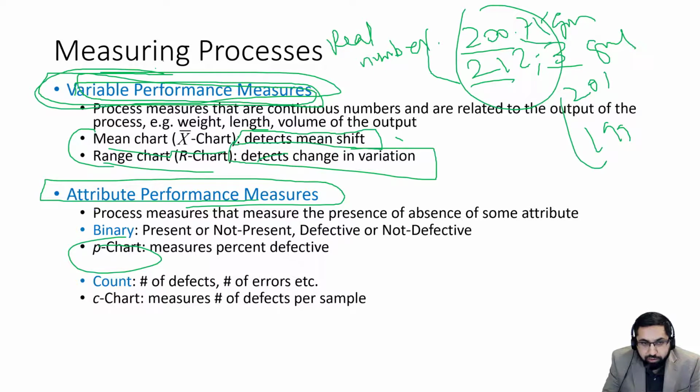Then you may have to use a count chart or a C chart, which happens when each unit that you produce can have more than one defect. So this is an important distinction. So I need you to pay attention and really understand this.